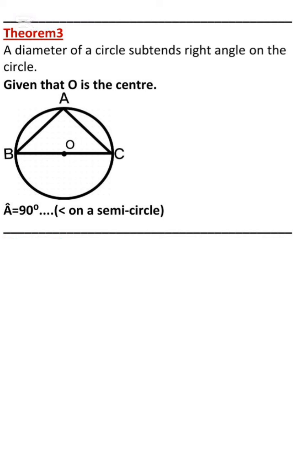As I said, a diameter is the line that connects 2 points on the circle circumference, and it is the line that passes through the center. So BC is the diameter. Diameter BC will form 90 degrees angle on A. So that's why we got angle A is equals to 90 degrees. And the reason that we're going to give in our exams will be angle on a semicircle.